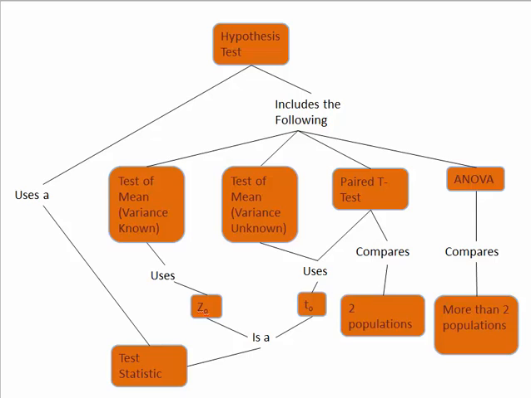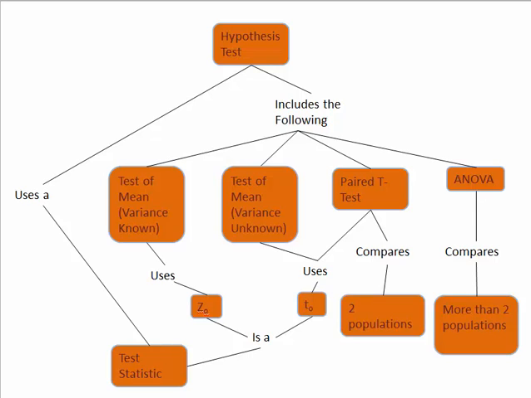The second thing we're going to do is learn how to execute a test to compare the means of two populations to see if they are the same or different using a paired t-test. And the last thing we're going to do is learn how to execute a test in order to compare the means of 3 or more populations and see if they are different, and we'll do that using ANOVA. So let's go into a little bit more detail here.